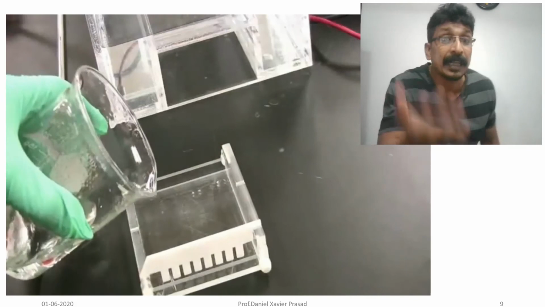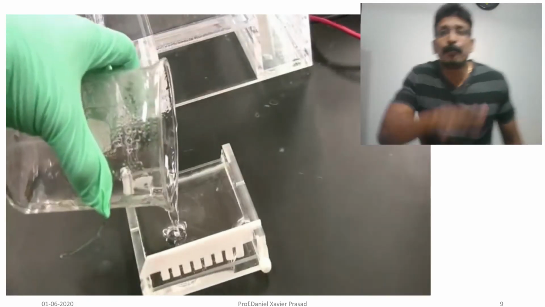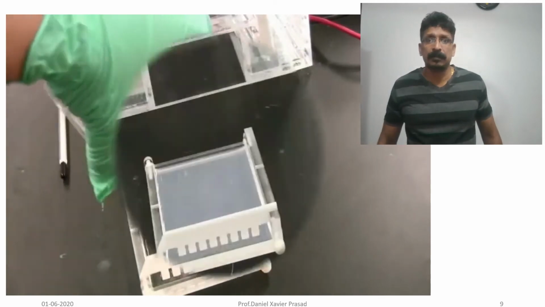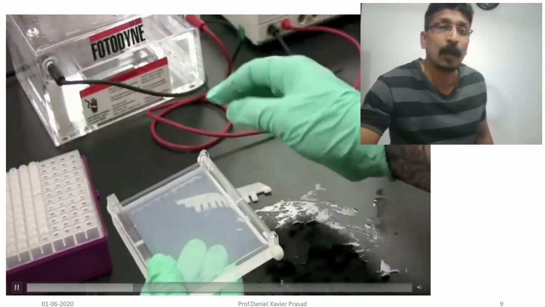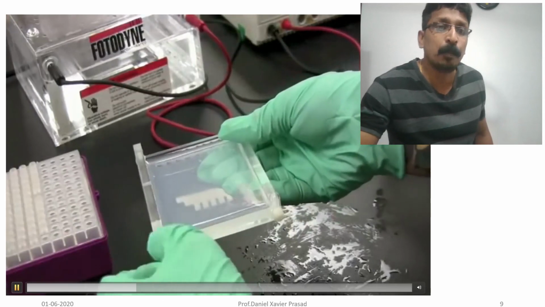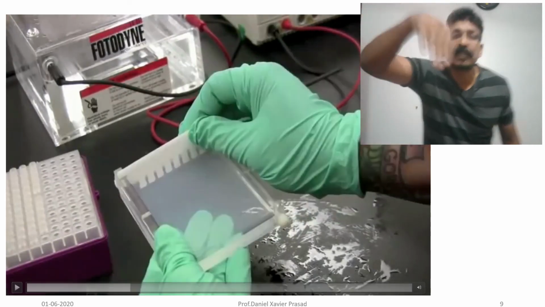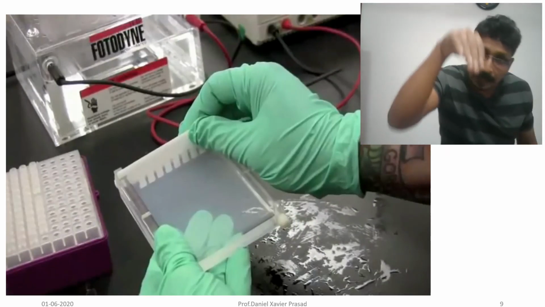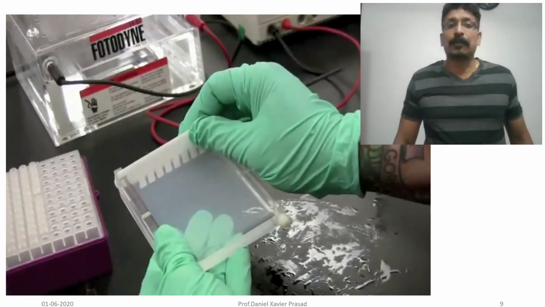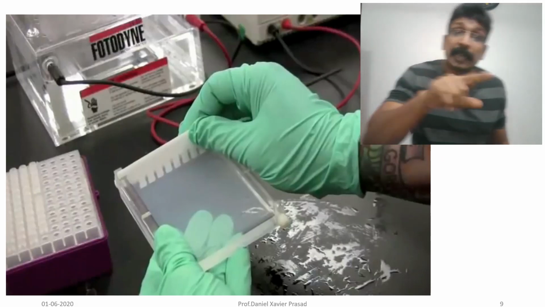Pour it in hot condition onto this plate where the gel is formed. And you can see there is one plate he is taking out. Can you see that? I will pause. Before that, you can see one plate he is removing. What is that? It is kept in the gel itself. The gel is solidified. The agarose got solidified, and it is a plastic comb.